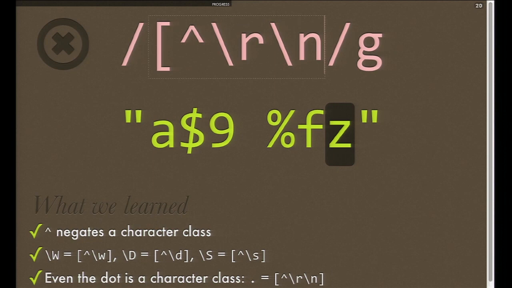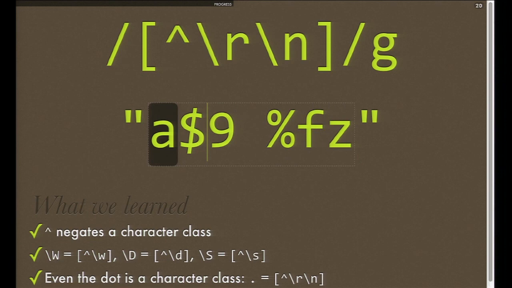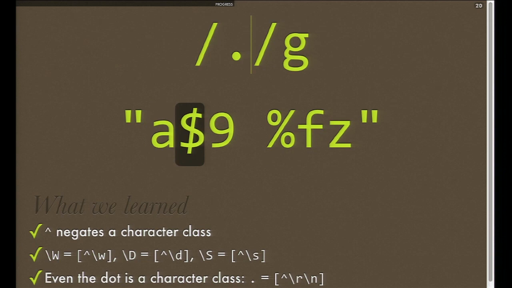What does this mean? It means anything that's not a line break character. That's exactly what the dot is. See, this matches every character in this string. And the same happens if we use the dot.